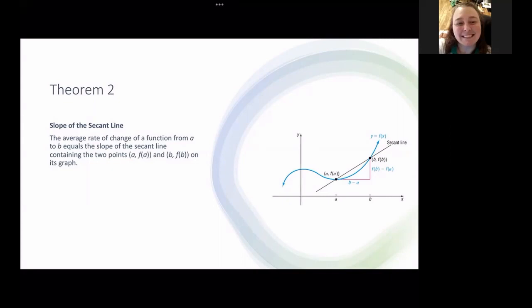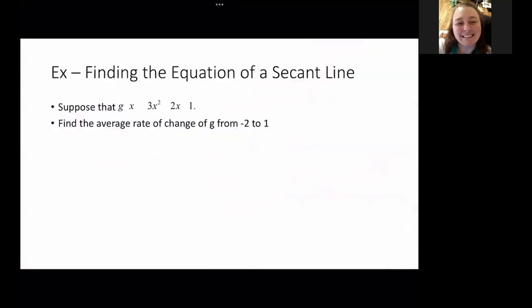Let's look at finding the equation of a secant line. g of x equals 3x squared plus 2x minus 1. Let's bring our equation in here. Delta y over delta x equals f of b minus f of a over b minus a, and a cannot equal b, because if you subtract the two, then you have a 0 on the bottom. That's undefined.